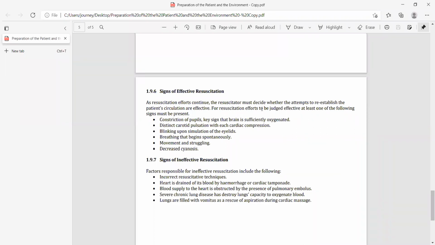For example, constriction of the pupil, whether the pupils are constricted or not, is a key sign that the brain is sufficiently oxygenated. Then there is carotid pulsation with cardiac compression. After giving cardiac compression, you can feel the carotid pulse. And blinking upon stimulation of the eyelids. So blinking is also a sign of effective resuscitation.